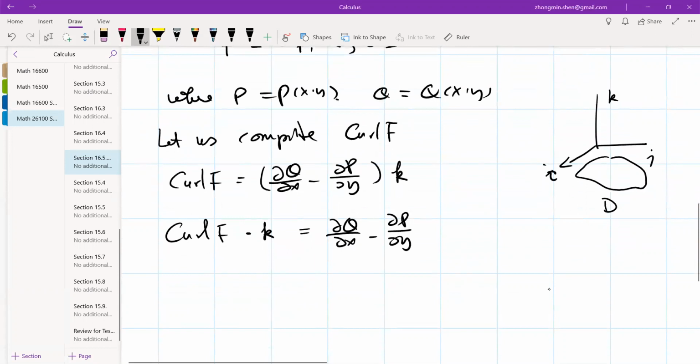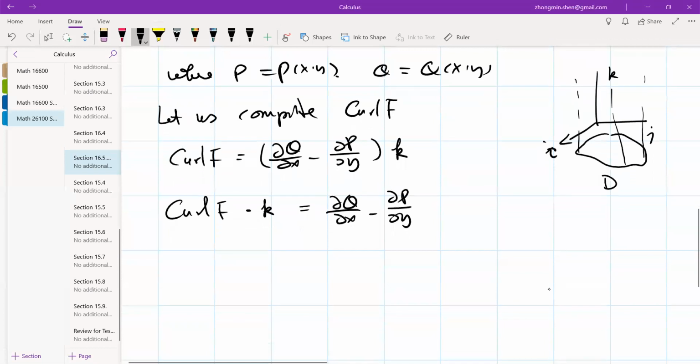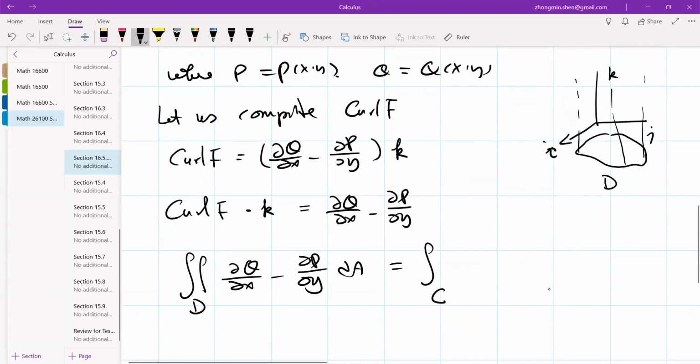The vector field was actually extended to the cylinder above this, with the cross section of D. So now we're just back to this domain D in the xy plane. According to Green's theorem, the double integral is going to be the line integral over C of P dx plus Q dy.